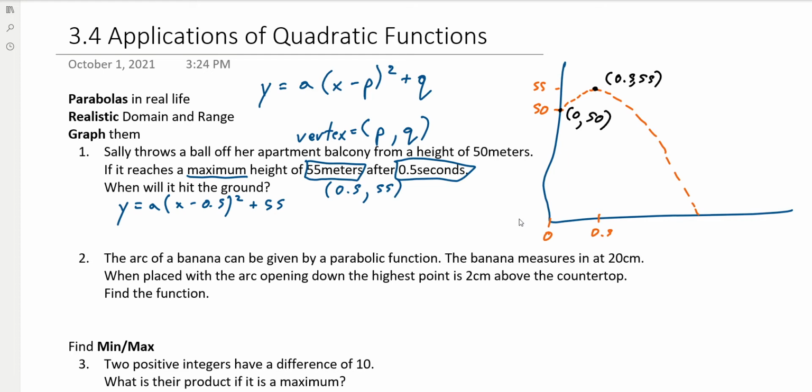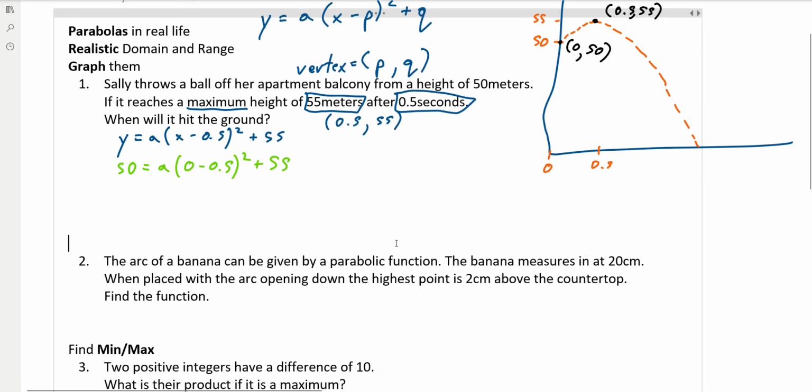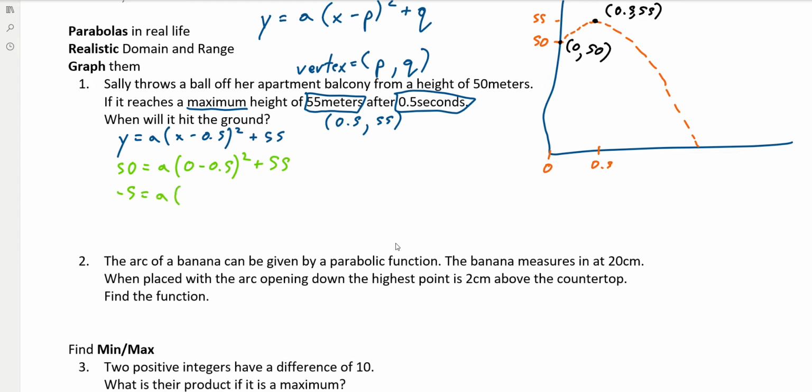So our x and our y, so we have 50 equals a, x is 0, squared plus 55. And yes, we are going to need a little bit more room. So now we need to solve for our a. So we're going to bring the 55 over. We're going to have a negative 5. We're going to have 0.5 squared, which is 0.25. And then we're going to solve for a.